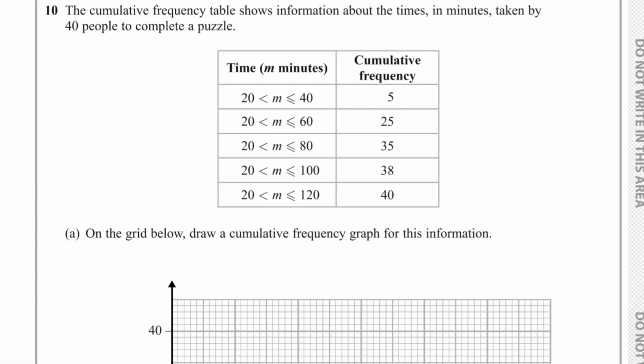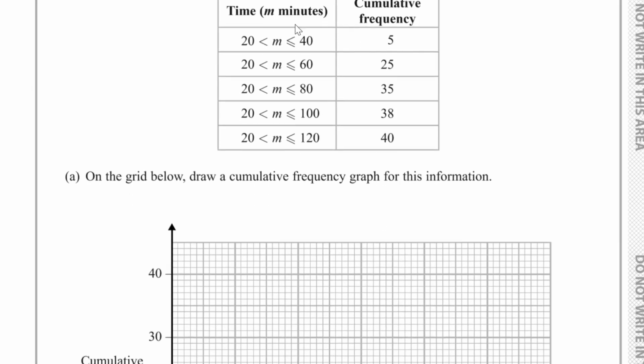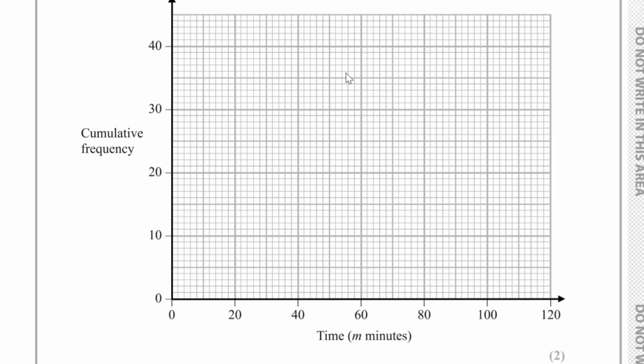Question number 10. The cumulative frequency table shows information about the times in minutes taken by 40 people to complete a puzzle, and for part A we have to draw on the grid below a cumulative frequency graph for this information. Well, over here at 40 minutes we have a cumulative frequency of 5, so let's just add this on here.